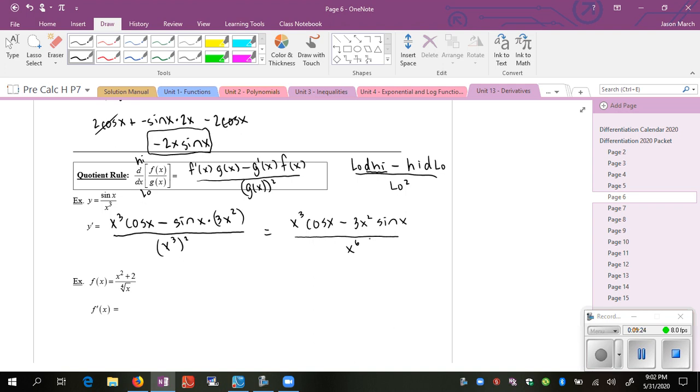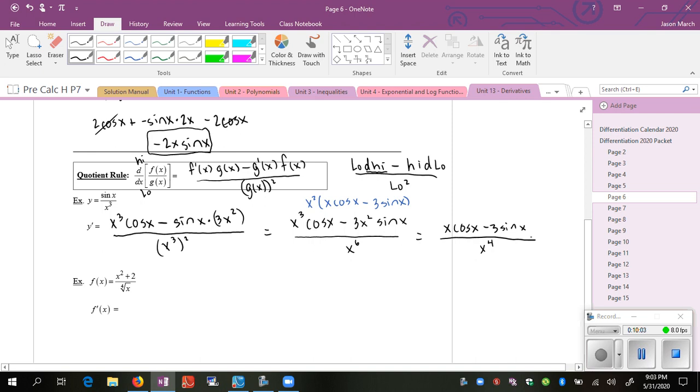Again, you could leave it like that, or you could recognize that up top you have an x squared as a GCF, and really you could just write the top as x squared times x cos x minus 3 sine x. And so now this x squared can reduce with the x to the sixth on the bottom. So our final answer, in simplified form, could be x cosine x minus 3 sine x all over, instead of x to the sixth, if I reduced everything by a power of 2, it is now x to the fourth.